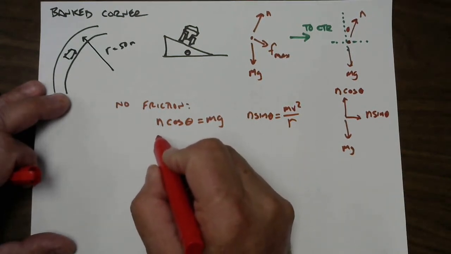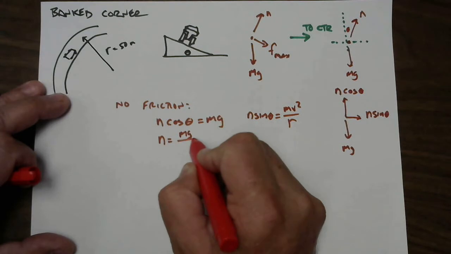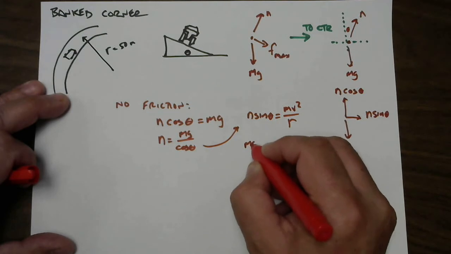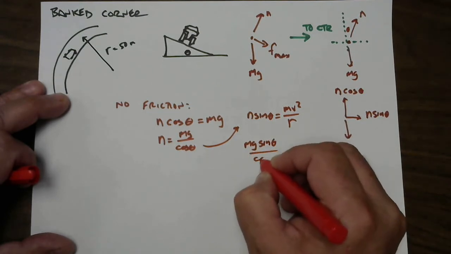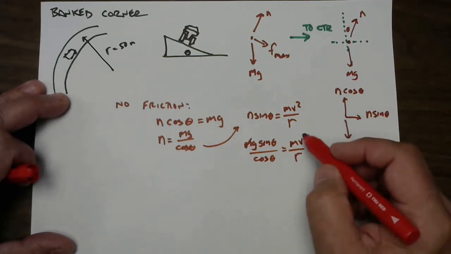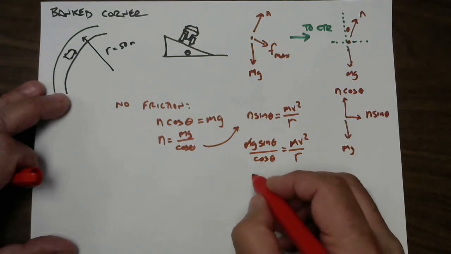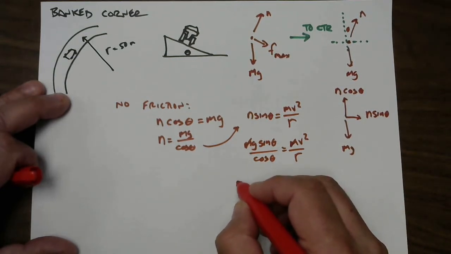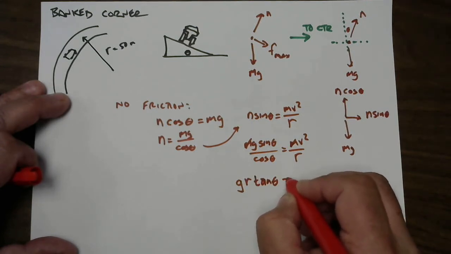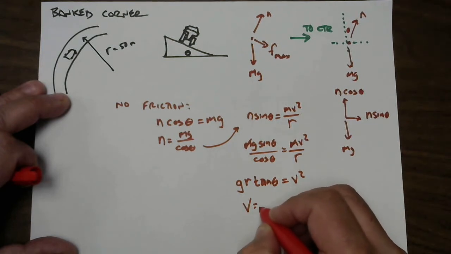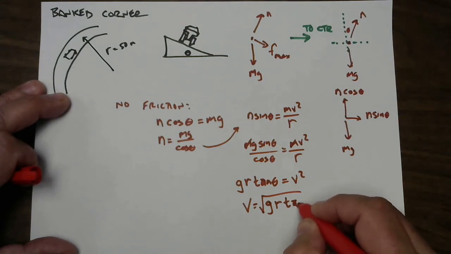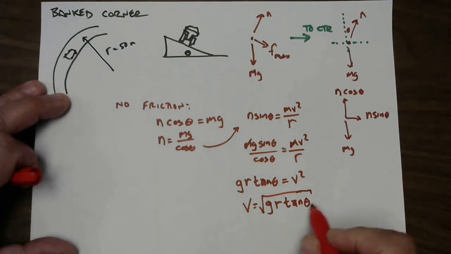So N cos theta equals mg means that N can be replaced with mg over cos theta, and we can put that into this and get mg sine theta over cos theta equals mv squared over r. Once again, the m's cancel, and we wind up with g r tan theta equaling v squared. So the speed that you can go around a corner without using any friction or steering to get you around is this right here. That's pretty cool.